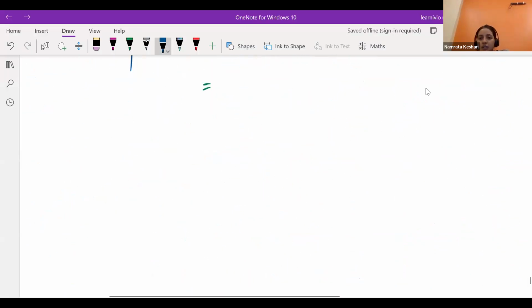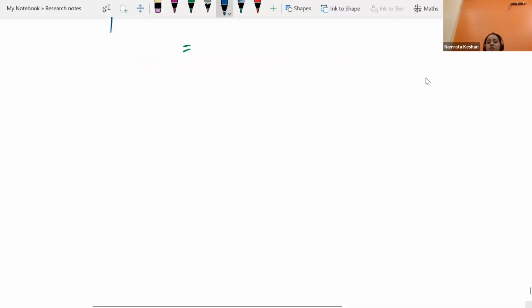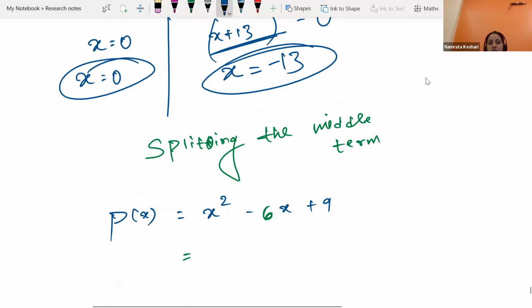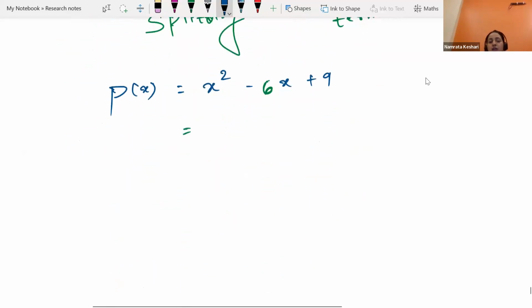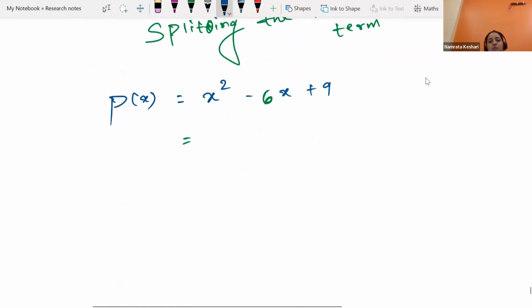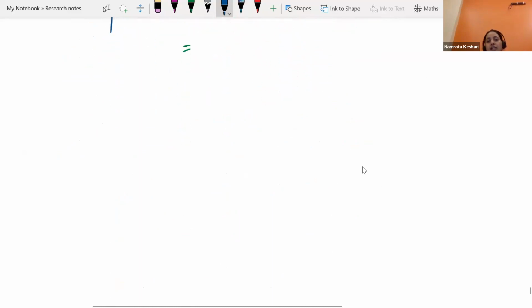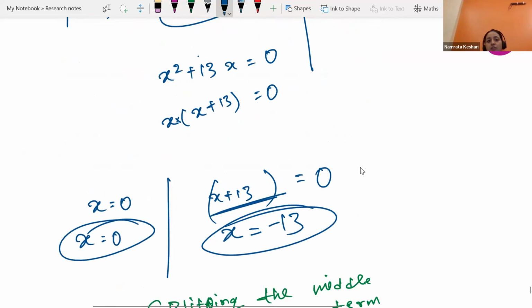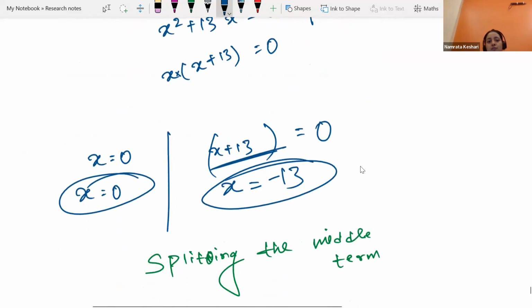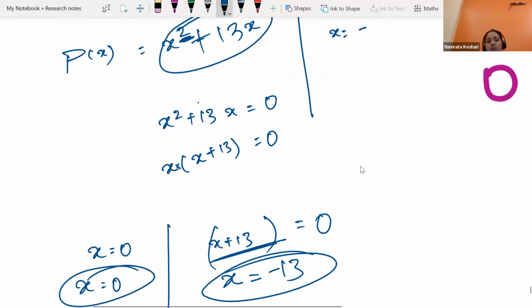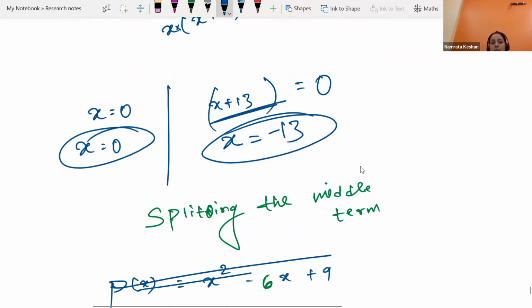Now, splitting the middle term, let me explain to you. Just a second, let me take one example. Ma'am, can you show the question? This question, I'm trying to take another question, because this is a perfect square. I will take another example. If you are talking about this question, then I can show you this one. But this one, I will change the example.